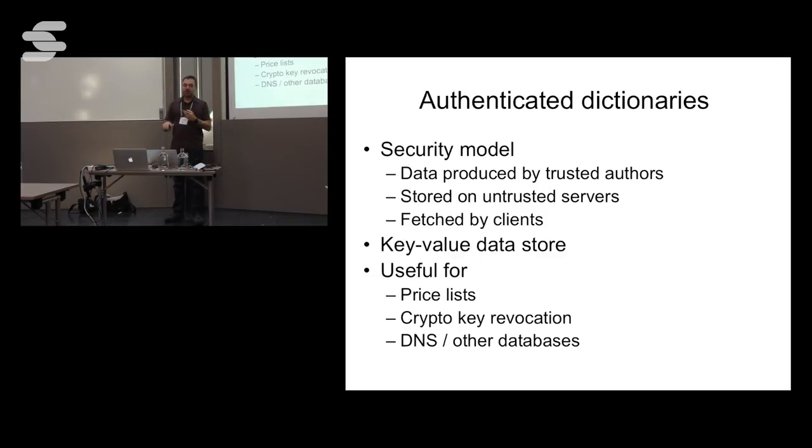And those strings could be anything, I don't care. Again, we want to store it on untrusted servers, and clients need to be able to fetch. They want to make queries to this dictionary, and they want to get correct answers that they can verify. And what can you use a key-value store for? Almost anything. Something like DNS or any other database, certificate revocation lists, price lists, you could store all kinds of things in key-value data stores.